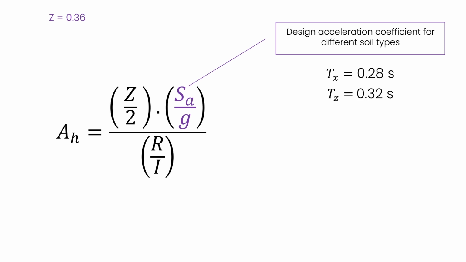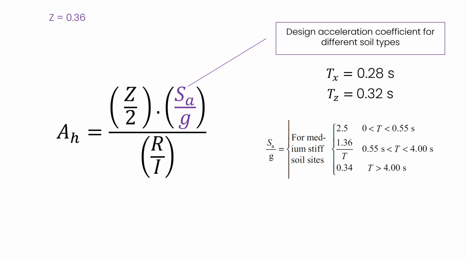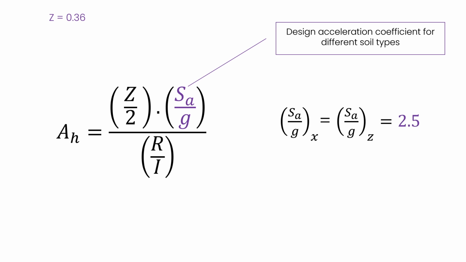Let's go back to our Sa/g formula, and if you try to locate, you can simply find the value of tx and tz lying in this zone. So we have a value of 2.5 on our hands. So Sa/g in the x direction as well as Sa/g in the z direction both come out to be 2.5. This is the value which we will be having.